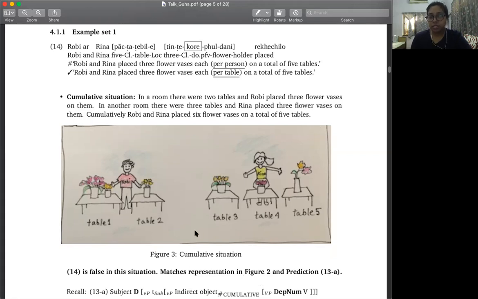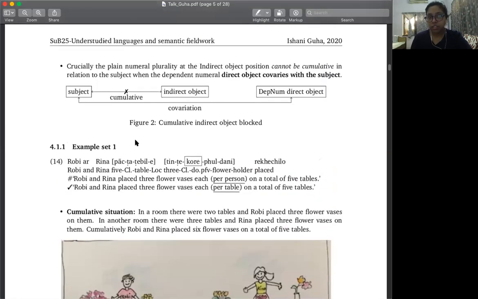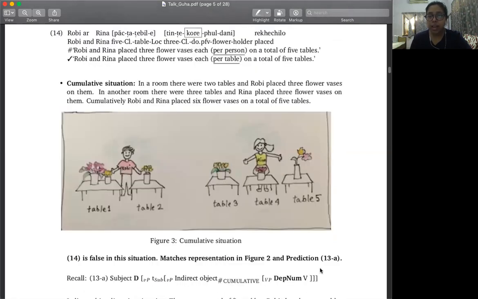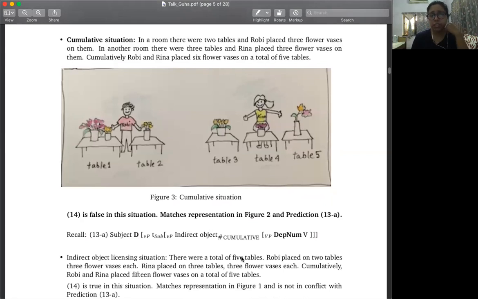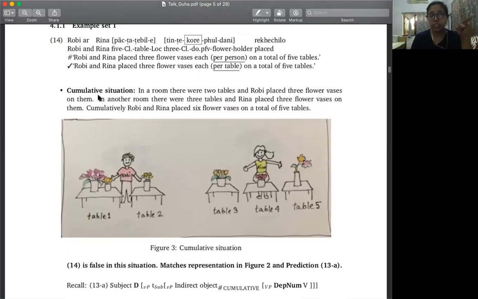And that matches the representation in figure 2 and the prediction 13a from above. That D being here, the indirect object cannot be cumulative. But the sentence is true in the indirect object licensing situation.